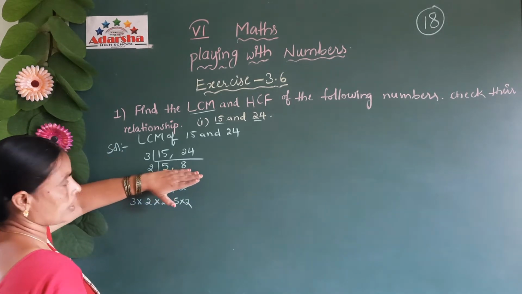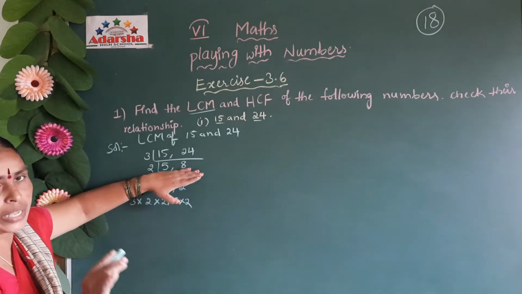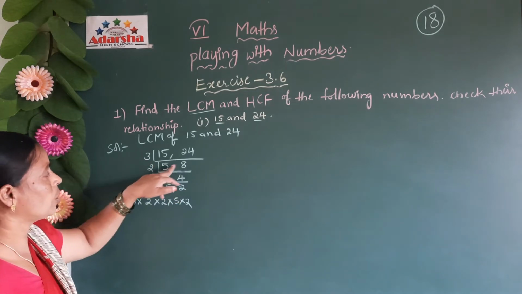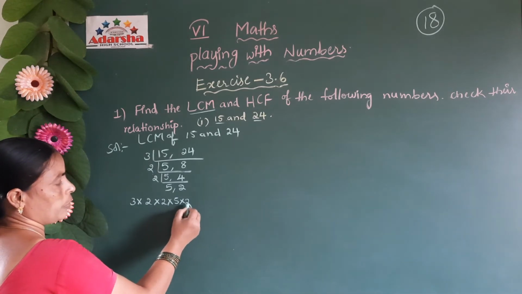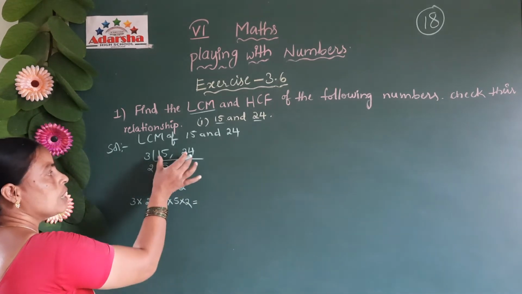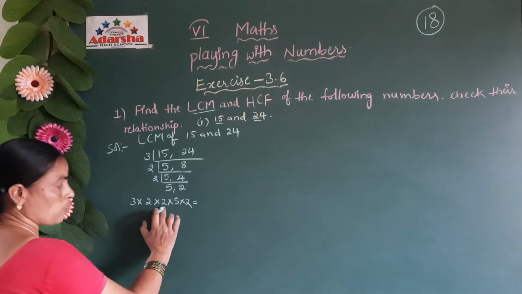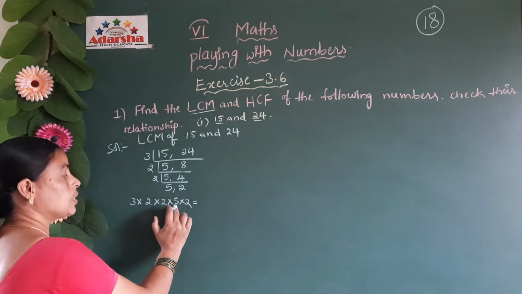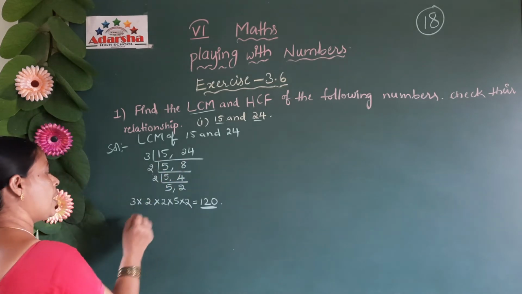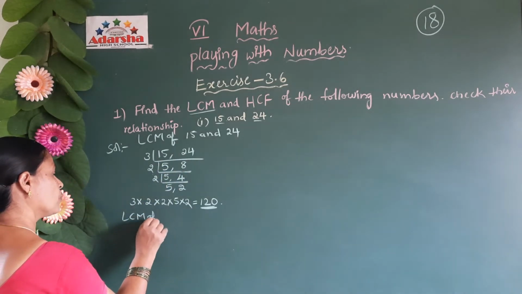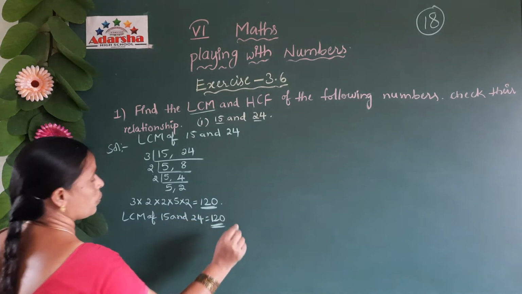Otherwise, if you stop here also, no problem, because 5 and 8 are not divisible by any same number. So multiply these numbers and we get the LCM. 3 into 2 into 2 into 5 into 2: 3 2s are 6, 6 2s are 12, 12 5s are 60, 60 2s are 120. 120 is the LCM of 15 and 24.